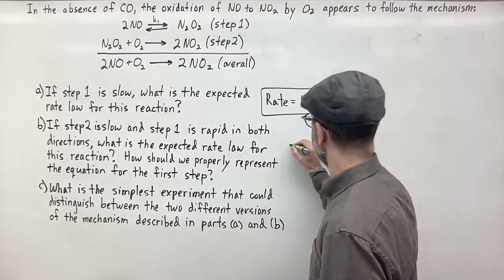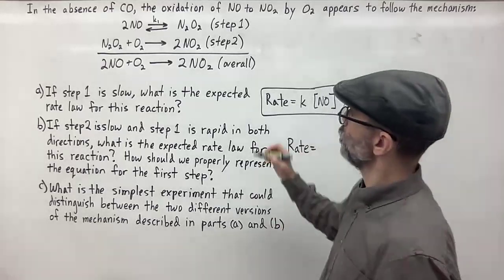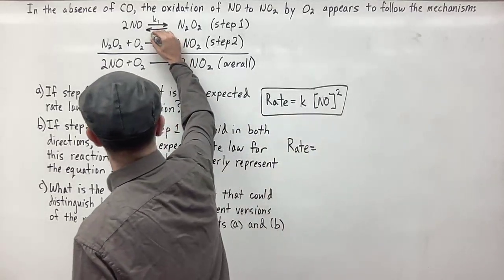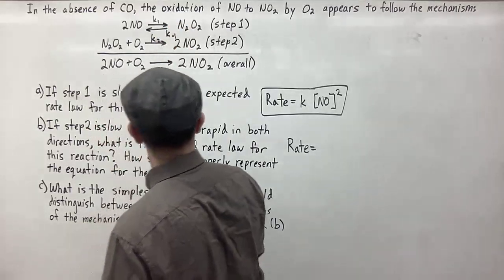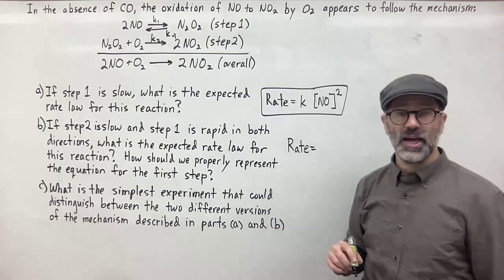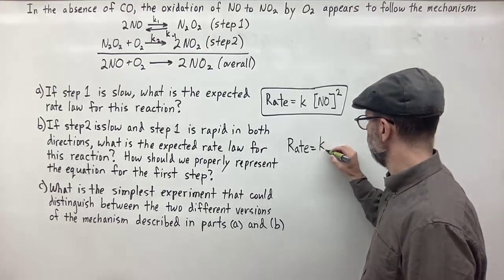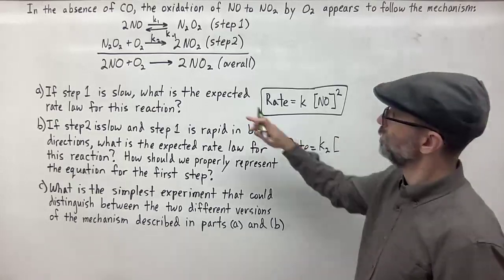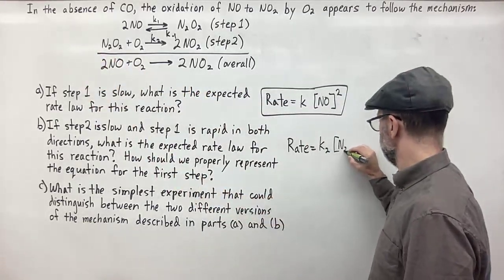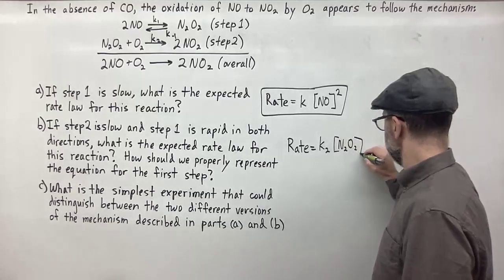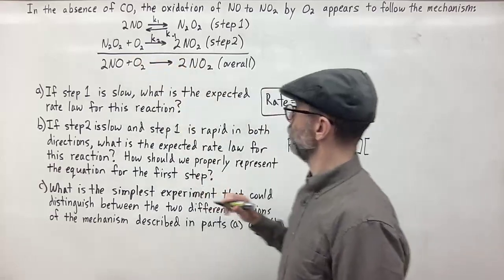So in this case, the rate is going to be equal to, since this is step 2, we're going to call this K2. The reverse reaction we'll call K minus 1 for the first step. So rate is going to be equal to K2 times the concentration of N2O2 times the concentration of O2.